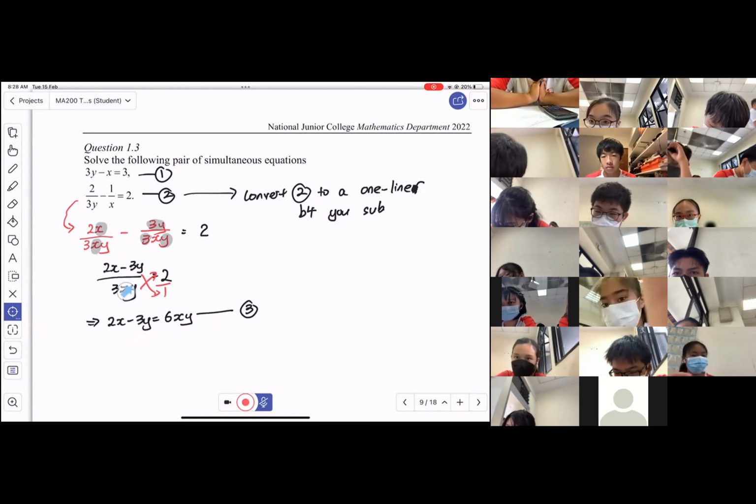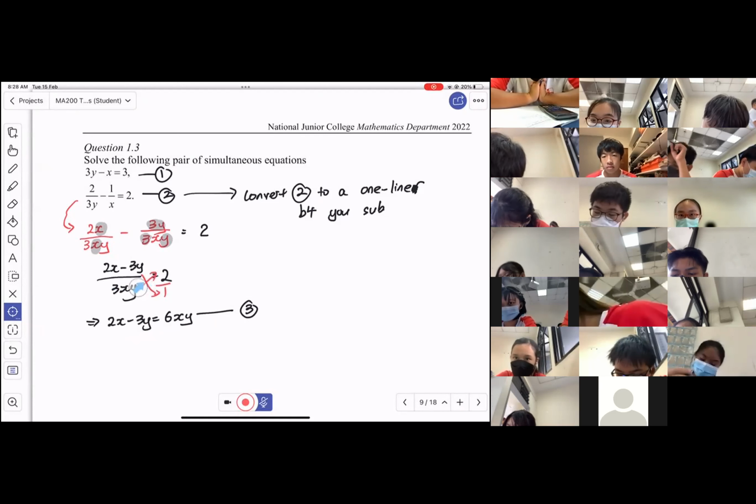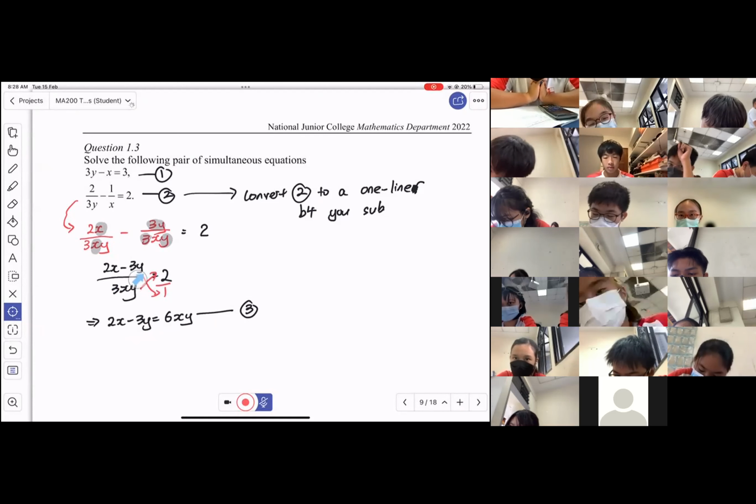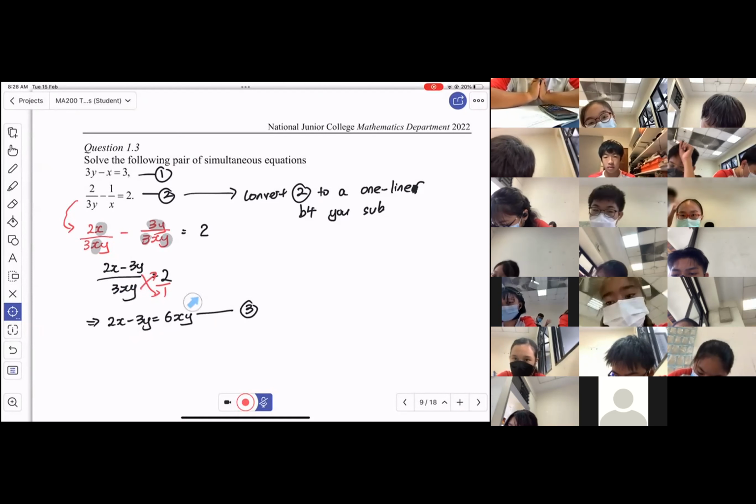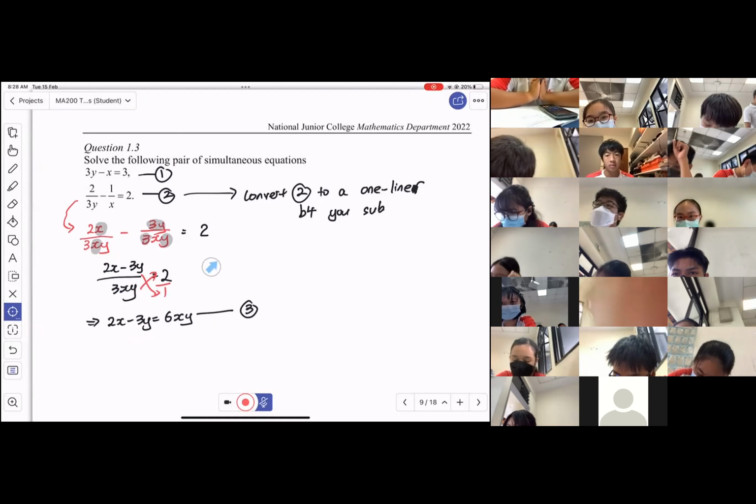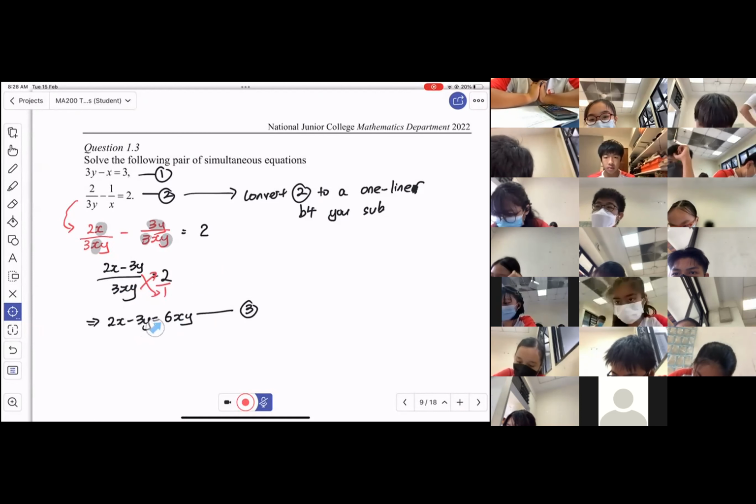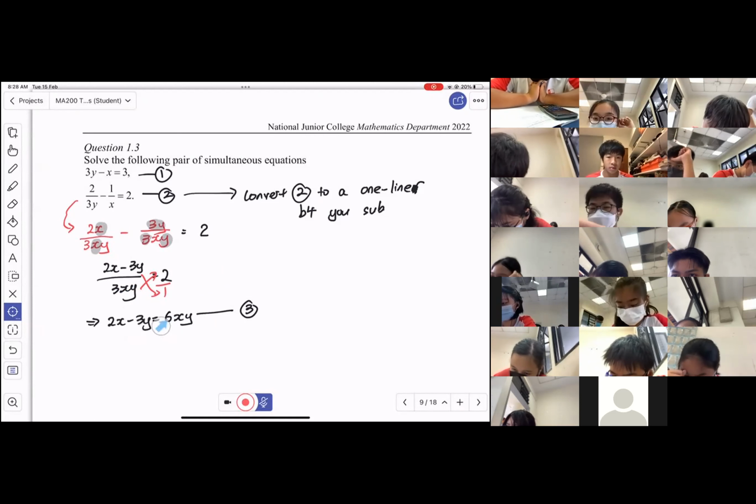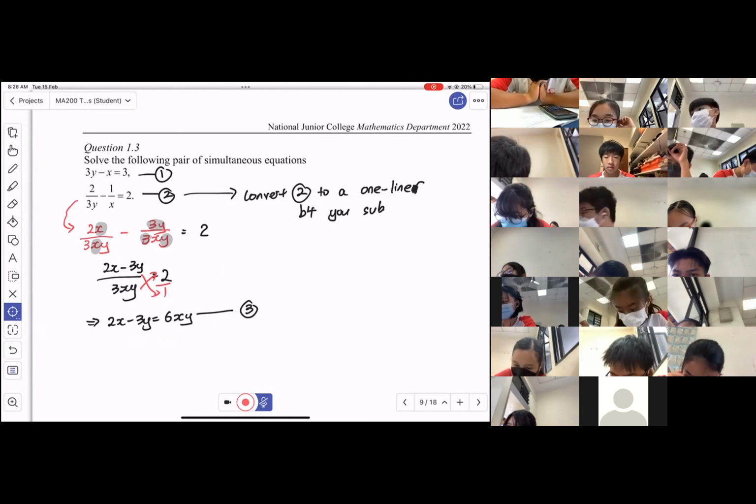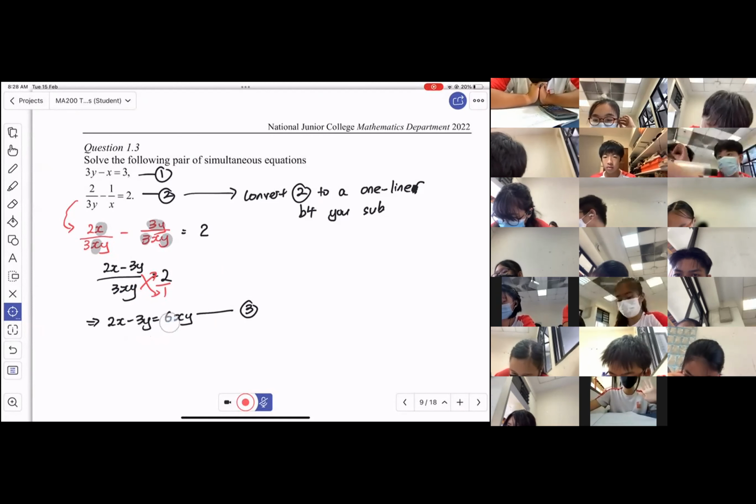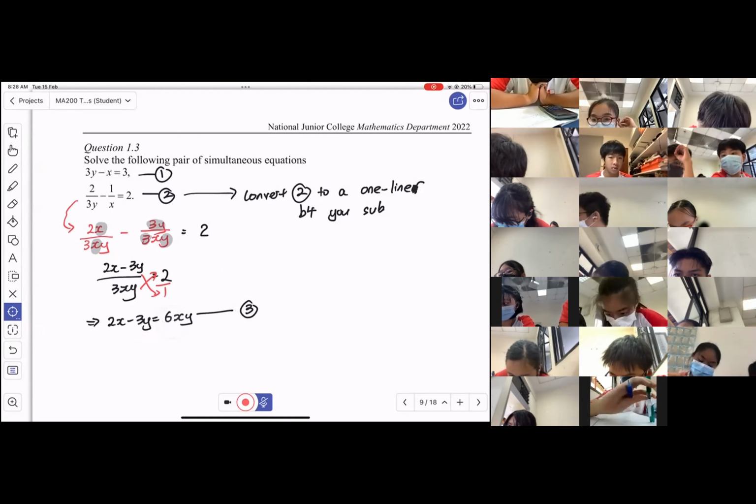You got this portion, right? This is what you got, right? Just multiply 3xy over to the right side. Then you will get 2x minus. So you make it a one-liner. Then it's easy for you to do the substitution. Lily, can you turn on your camera? So make sure it's a one-liner.